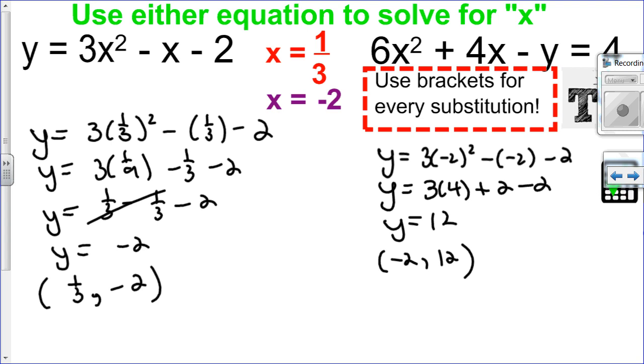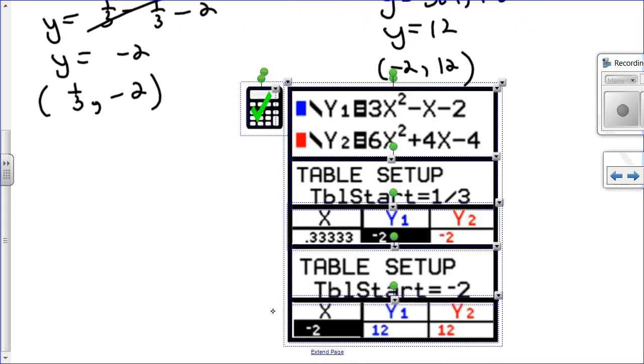I can check that on the graphing calculator. And there I go. Original in y1, the other one in y2. Start the table at a third, it equals. Start the table at negative 2, it also equals. So I know both of those are the correct solution.